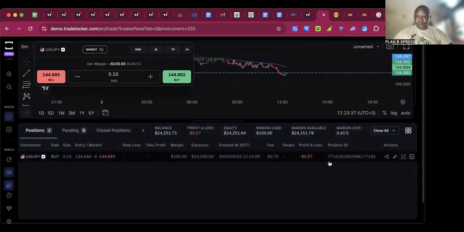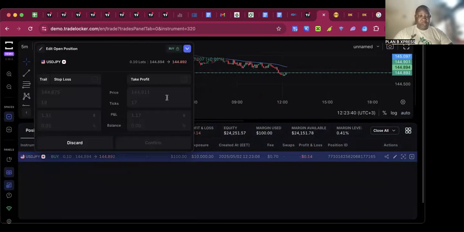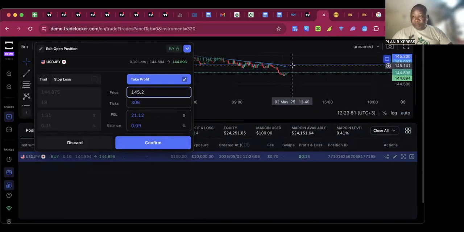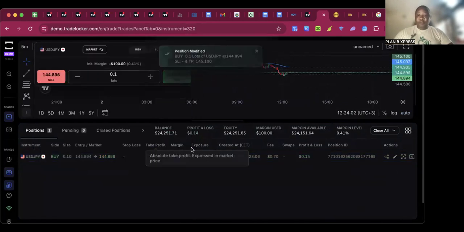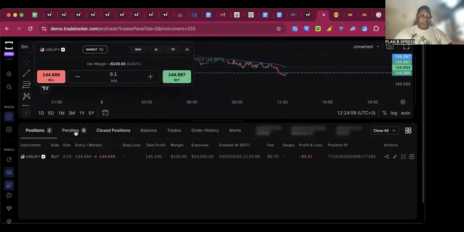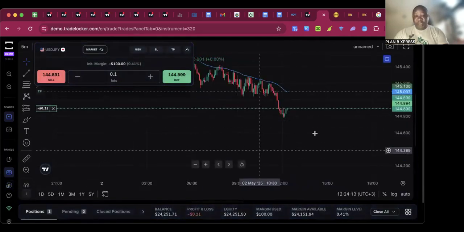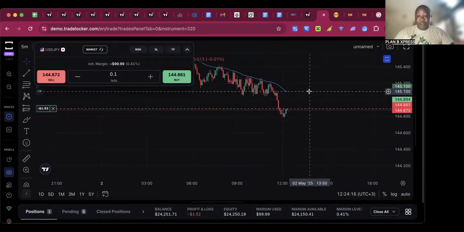So I go here. So here is edit and take profit at 145. That's just $7.2. It can be up to 0.1? Okay, confirm. So I didn't use stop loss, I'm just showing you. I'm going to close it, but that's not how you should probably enter the market and all of that. Okay, so you can see I've entered the market, I put take profit and all of that.